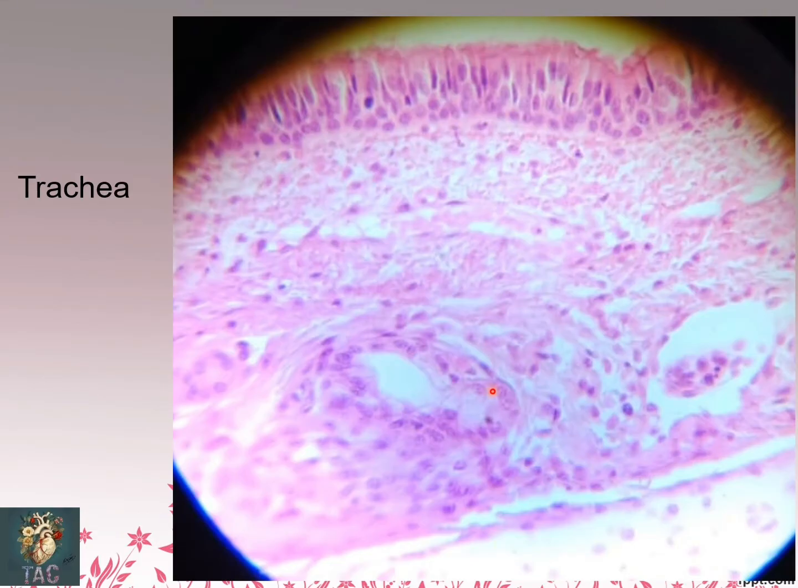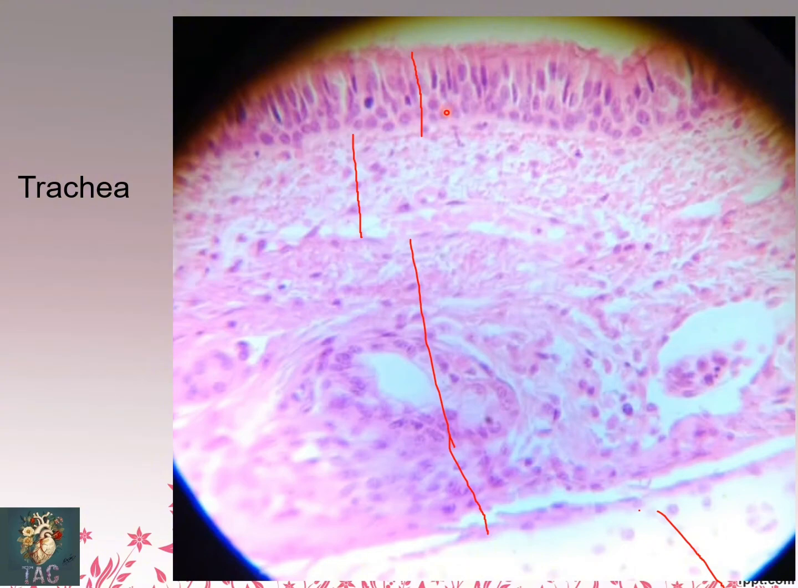Now another slide of the trachea at higher magnification, and in this slide first look at this. From here to this area this is epithelium, then from here to this area this is lamina propria, and then from here to this area this is the submucosa, and then beneath this submucosa you can see this area is the cartilage. So now look in detail at this slide.